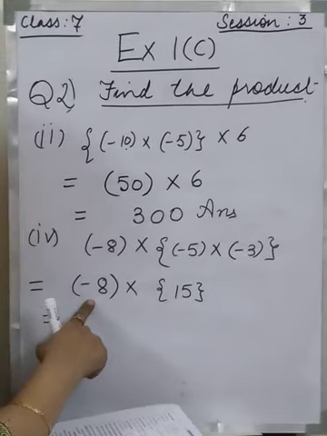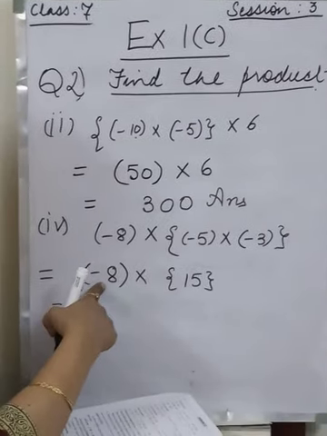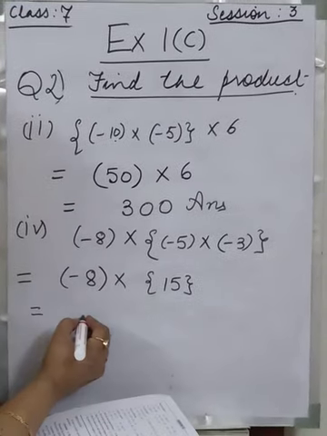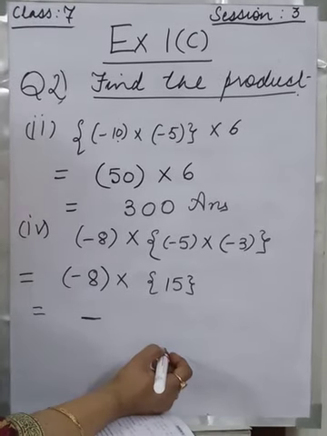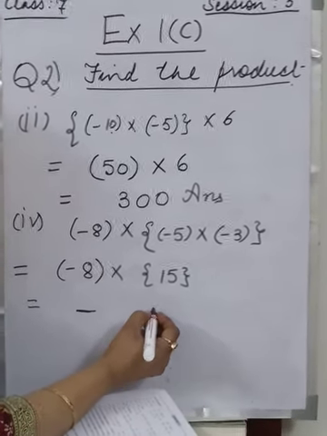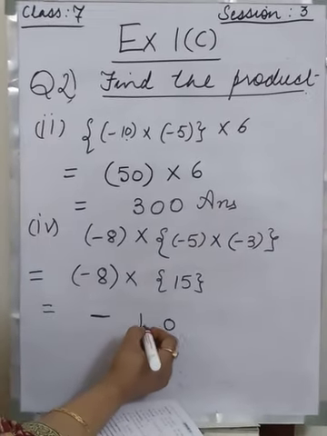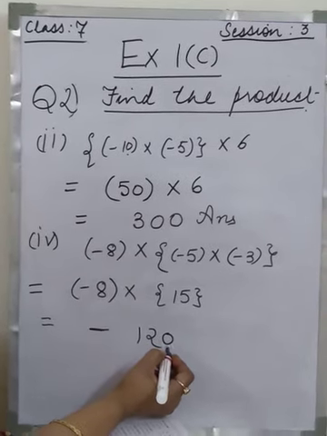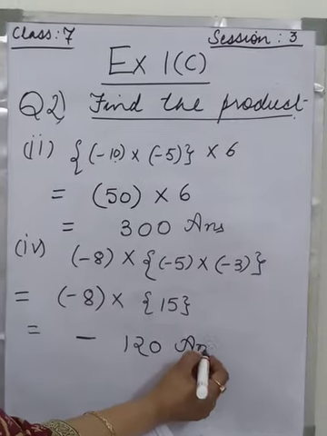Now we are multiplying minus 8 with plus 15. So this is minus, this is plus. The negative sign is 1 time, that is odd. The sign is going to become minus. 15 8s, 8 5s is 40. 15 8s is 120. This way we write the answer.